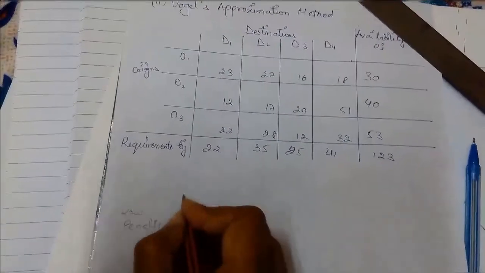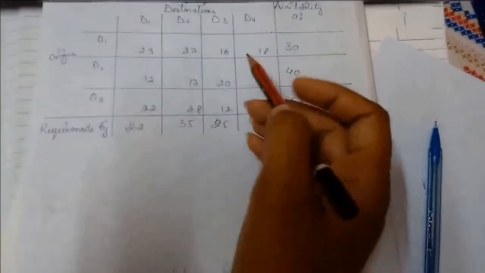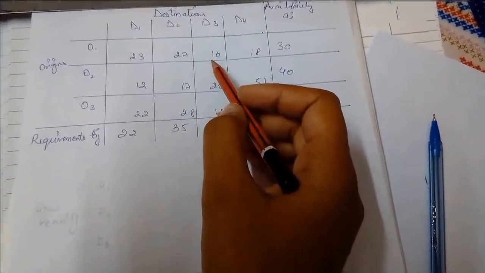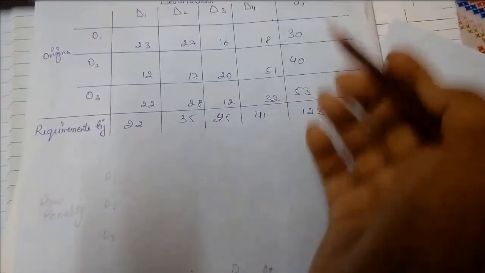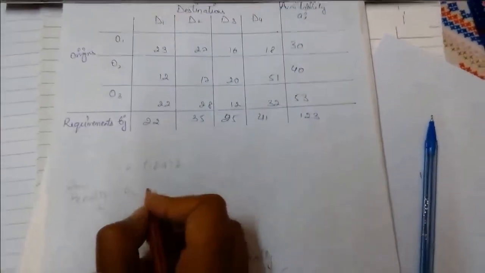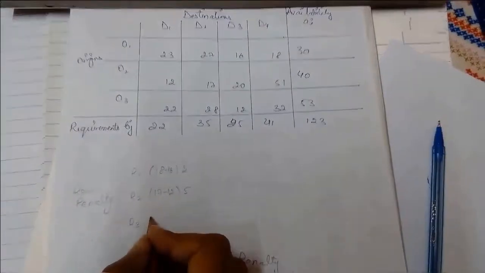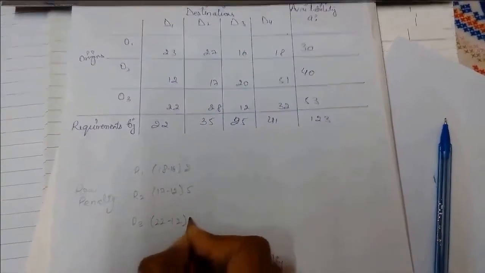As we have 3 rows, we will write R1, R2 and R3, and 4 columns, C1, C2, C3 and C4. With row penalty, what we have to do is we have to find the lowest number, minimum number, which is 16 here, and subtract it from the next minimum number, which is 18. So we will write 18 minus 16, 2, and from second row 12 and 17, 17 minus 12, 5, and then from third row 22 minus 12, 10.